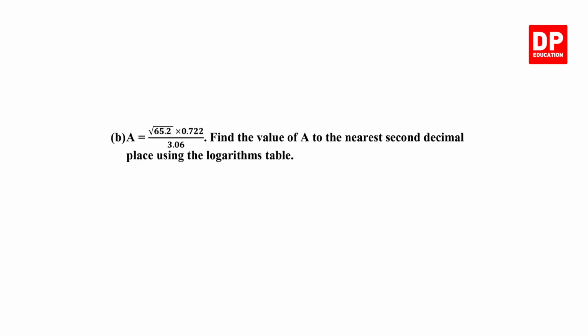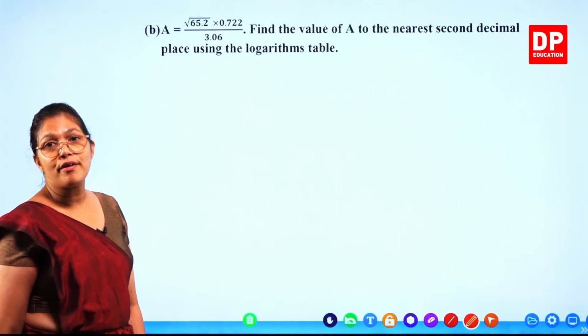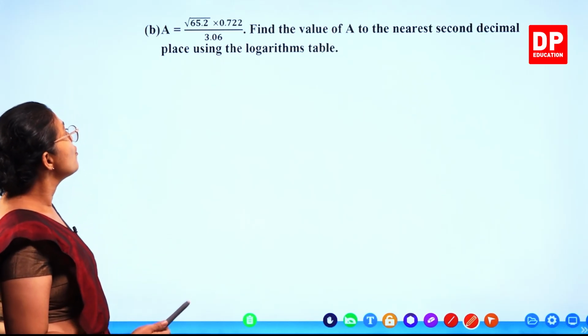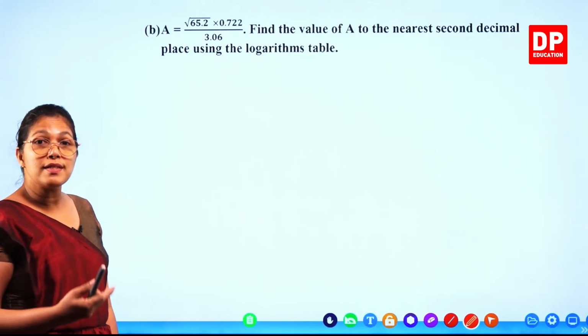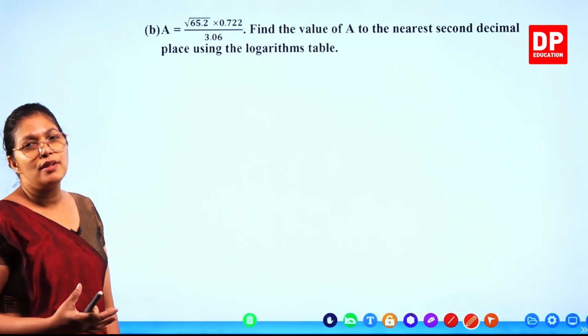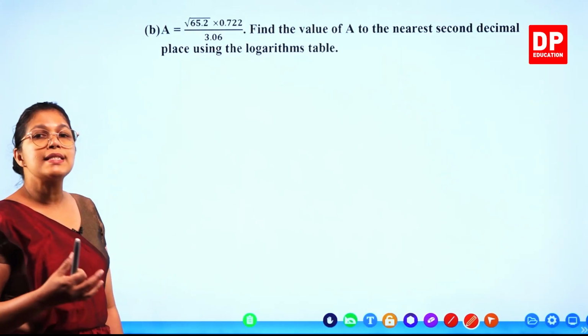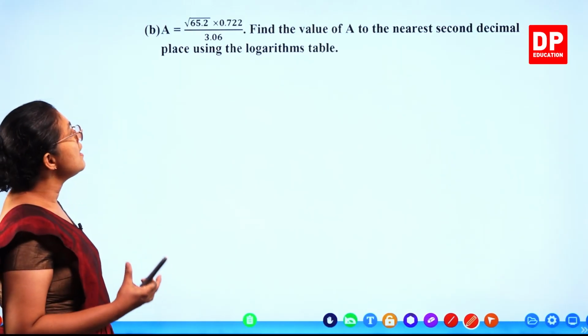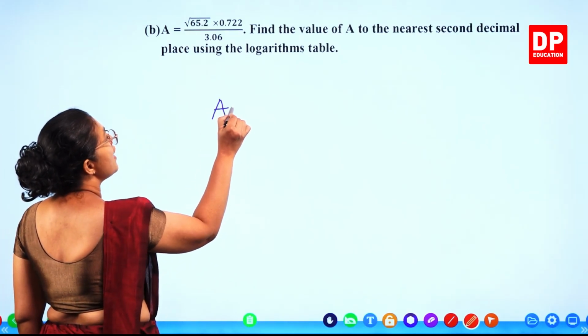Let's take part B. You are given a equals this one, and you must find the value of a to the nearest second decimal place using the logarithm table. You can see a square root is there, and decimal values, and you have to divide by a decimal value. So you can't do normal calculations, it's difficult. What's the easiest way? You can use the log tables for that. What's the first thing you do? You write down the equation.